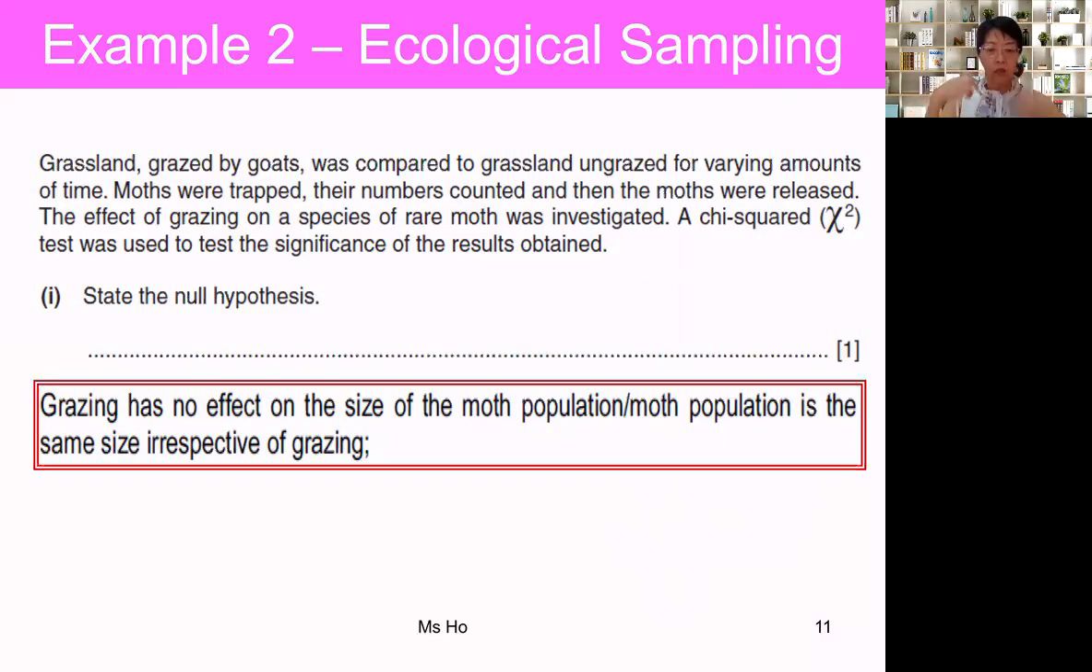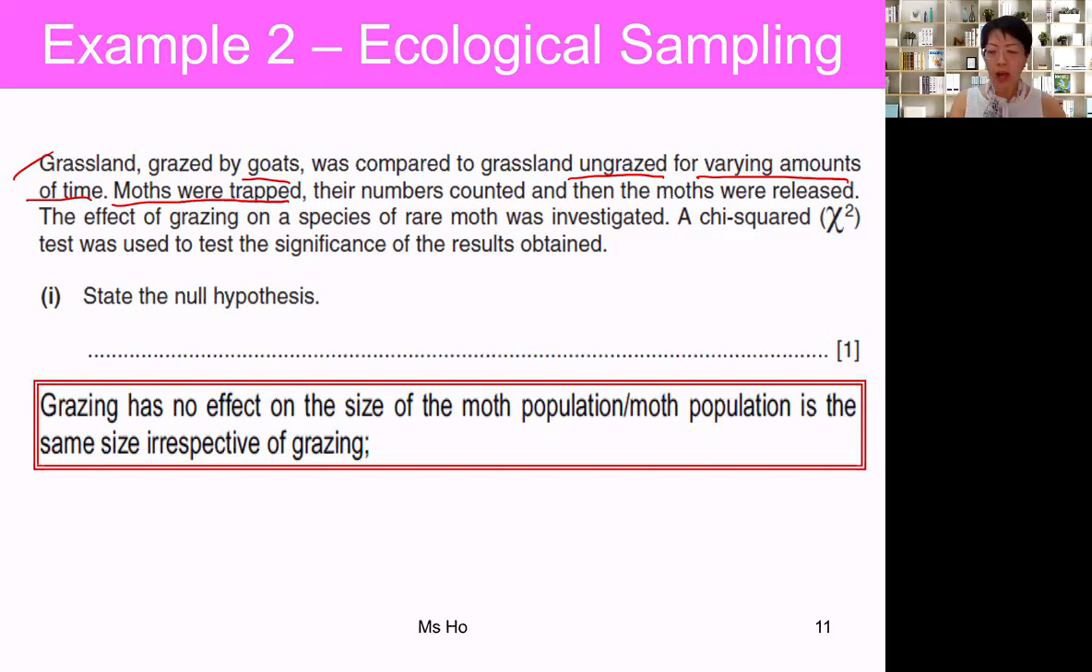There is a grassland being grazed by goats. It was compared with grassland ungrazed for varying amounts of time. Moths were trapped and the numbers counted, and then the moths were released. The effect of grazing on a species of rare moth was investigated. So there's this land that's not grazed and they count the number of moths. Then there's this land that they start grazing with goats, and how does it affect the moth?